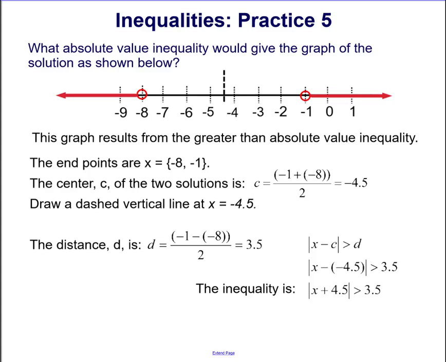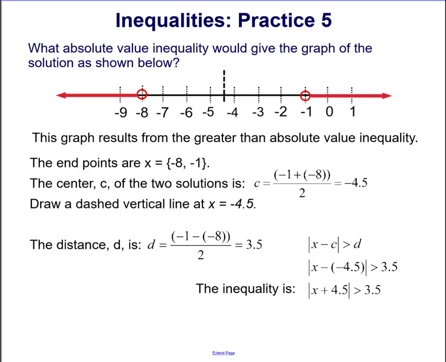And welcome back. So this graph results from the greater than absolute value inequality. We know that because we have what I call an or situation. We have x is greater than negative 1 or x can be less than negative 8. The two solutions cannot occur simultaneously, so you have to have one or the other. Since this graph results in a greater than absolute value inequality, and we've determined that the endpoints are negative 8 and negative 1, we're going to calculate the center.